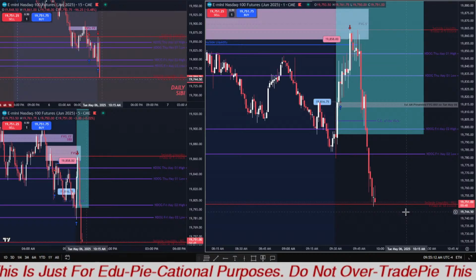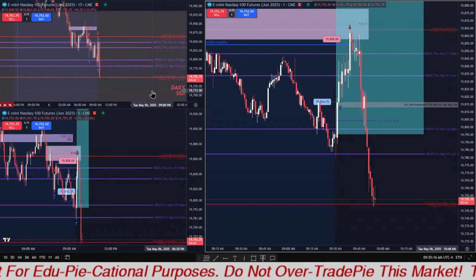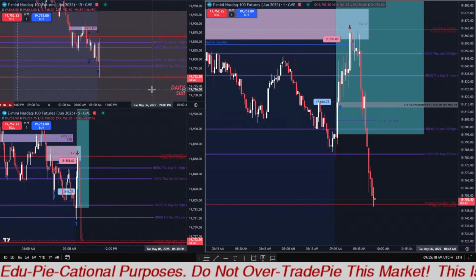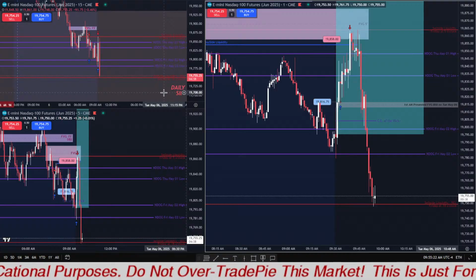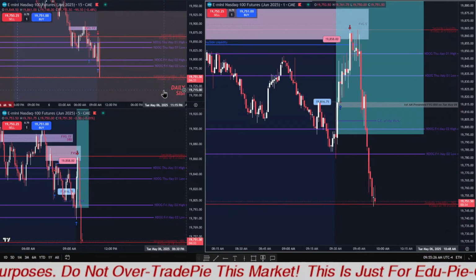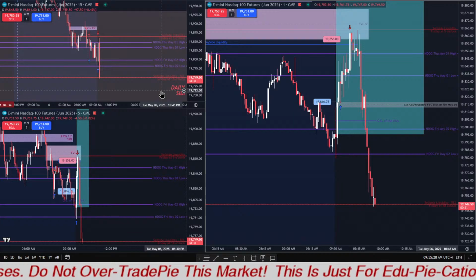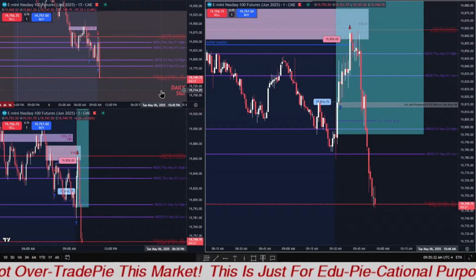I'm interested to see if the market has the power to keep dipping lower to reach the consequent encroachment on the daily CB over here, or no, that is around 19,712.14, something like that.